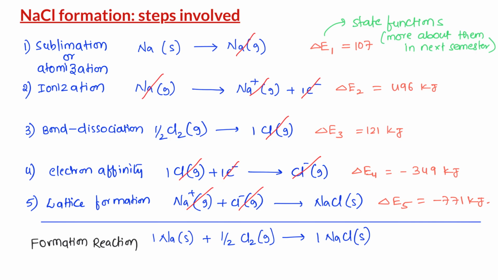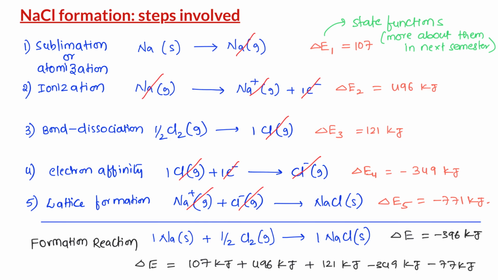The interesting thing about the delta E values is that they are called state functions. You don't have to know what it means now. We will discuss this in the next semester in great detail. What you need to know now is that when you add two or more equations to get a final equation, then you can add delta E values of individual equations to get the delta E value of the final equation. Therefore, if we add all the energy changes of the individual equations, we get the formation energy of sodium chloride.